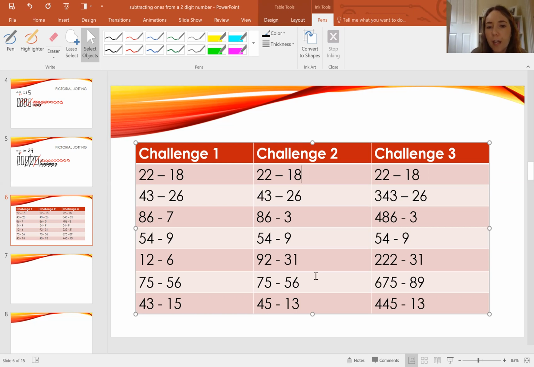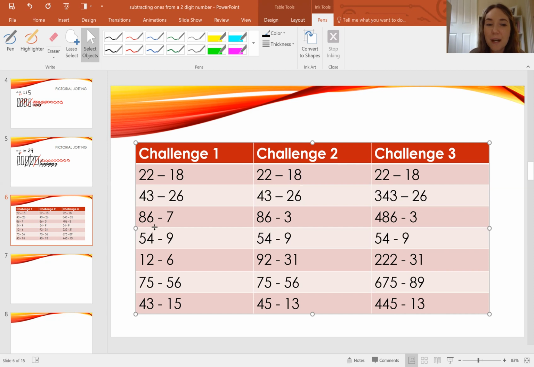If you feel really confident with this and you want to have a go at challenge 3, then some of them are 3-digit numbers as well. So you'll have to think about how you would show that in a pictorial jotting, and think about, do you need to regroup with the hundreds or do you need to regroup with the tens? You'll need to really think that through carefully. Pause the video now and have a go at the challenge that you want to have a go at. Off you go.